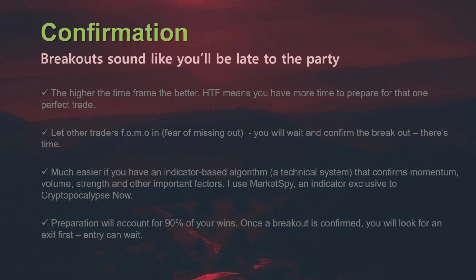First of all, the triangles are best measured and identified on higher time frames. The higher the time frame, the better. You will take less trades, and you'll probably make more money trading higher time frames long term, even though you'll have fewer trades. You have more time to prepare for that one perfect trade. Other traders will try to FOMO in out of fear of missing out, and you will wait and confirm the breakout. There's time, and you will win. They will lose.